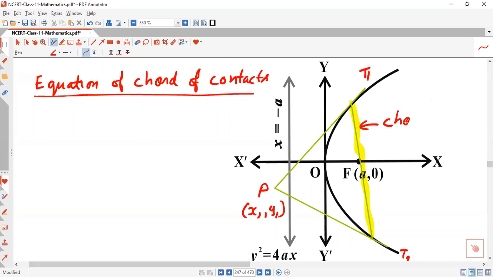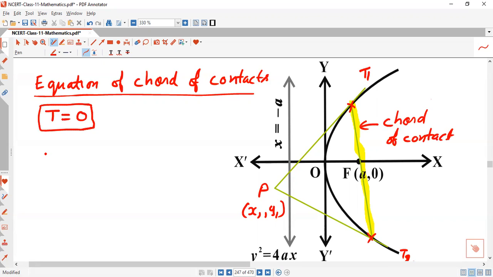Chord of contact, because it is connecting these points of contact. These two points of contact of the tangents T1 and T2 are connected, and we want to write down the equation of this chord of contact. So the chord of contact equation will be the same, that we know: here T equal to 0.